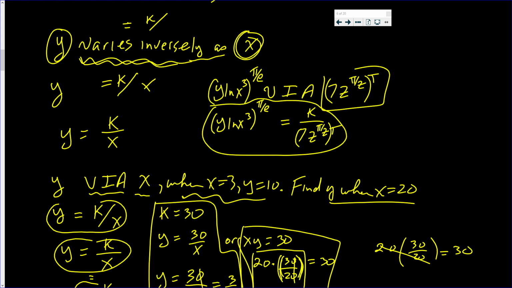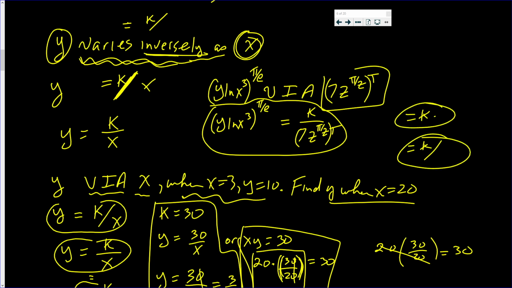Just know 2 vocabulary words. Varies inversely. Inverse has a fraction in it. What's the inverse of 2? It's 1/2. It's a fraction. That makes me think over. I know that directly means k times and inversely means k over. That's inversely and that's directly.